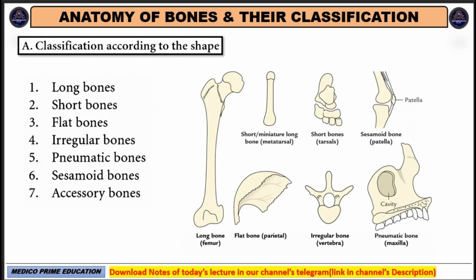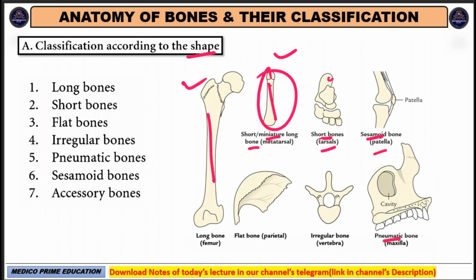First we will discuss the classification according to the shape. You can see a variety of shapes here. This is the long bone, this is the short bone or miniature bone. This is the short long bone, which looks like a long bone but is short. Another type is short bones or tarsals. Another type is sesamoid bones.